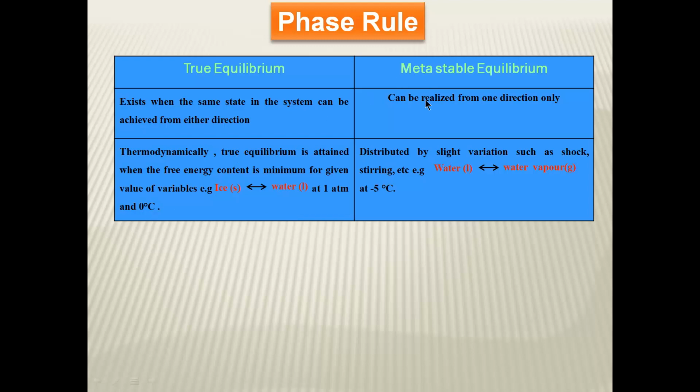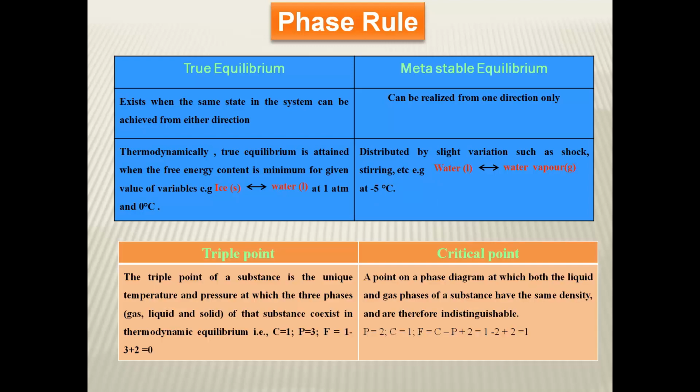Whereas metastable equilibrium cannot be realized from either direction. It can be realized from one direction only. And as I mentioned in the previous slide, if you bring a little piece of ice in contact with the supercooled liquid, it immediately solidifies. That is, if there is a slight variation such as shock, stirring, slight disturbance, the equilibrium is disturbed.